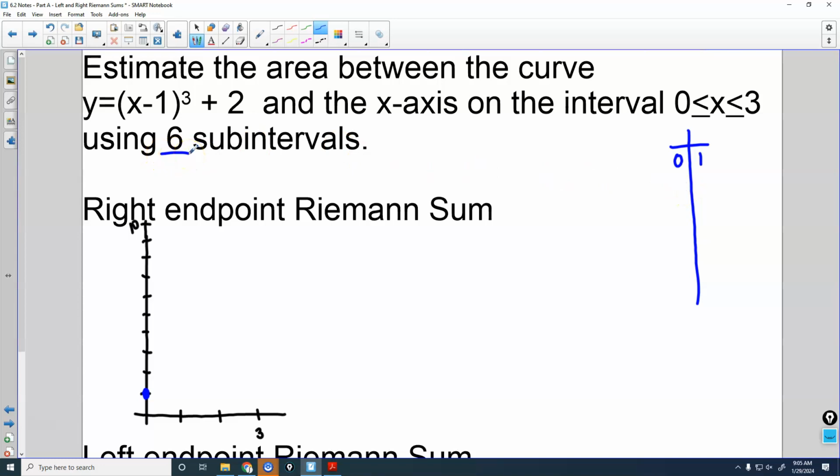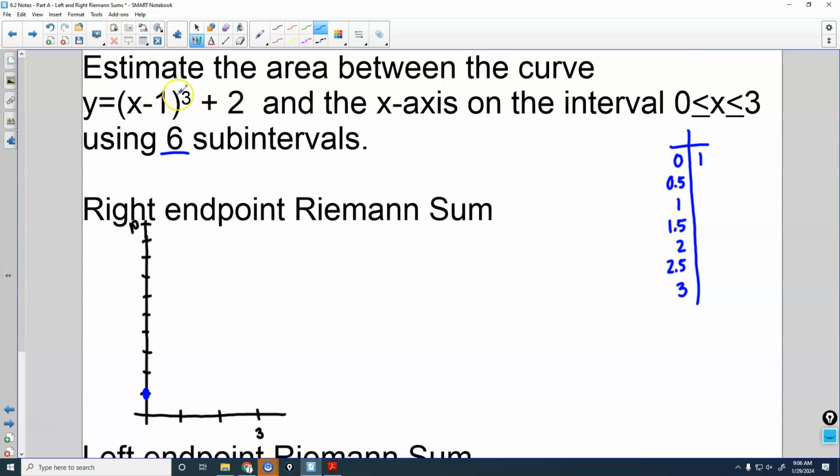How wide is each interval going to be? If I'm going from 0 to 3, I need to cut it into 6 intervals. 0.5, right? So I'm going to have 0.5, 1, 1.5, 2, 2.5, and 3. For our graph, let's just do the whole numbers right now.